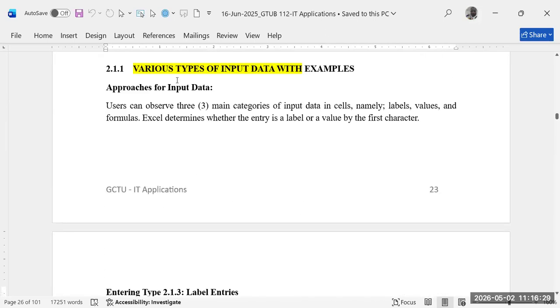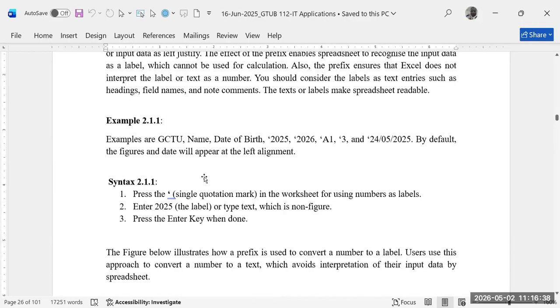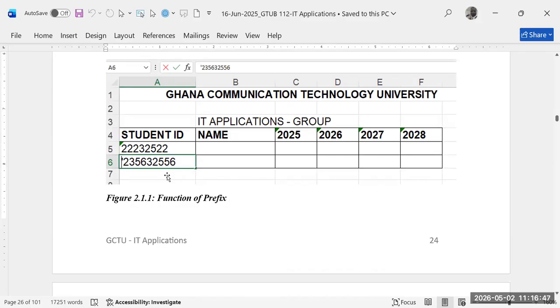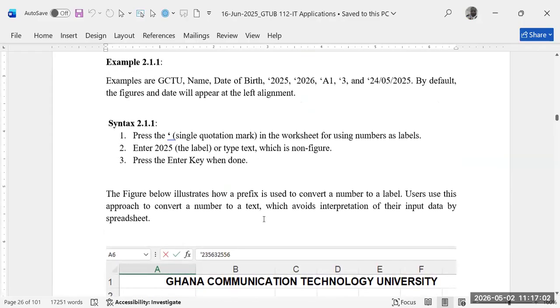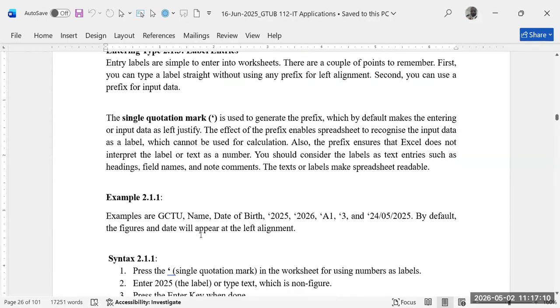Okay. Various types of input data, for example, this approach for input data. Here we have labels, values. This single quotation mark here. You see there's a symbol here. You can convert numbers into text so that they cannot be used for calculations. So for example, I have 2025. Without the single quotation mark, when you make the entry, it will appear at the right side, and it can be used for calculation, but you can use the single quotation mark. So the single quotation mark supports us to convert figures into labels. Example is here.